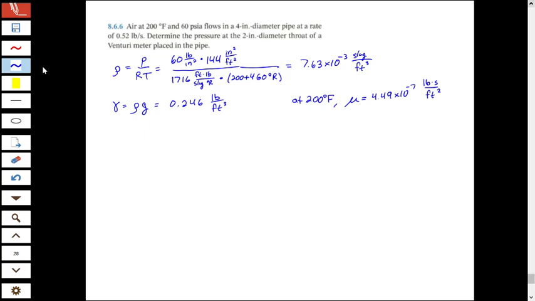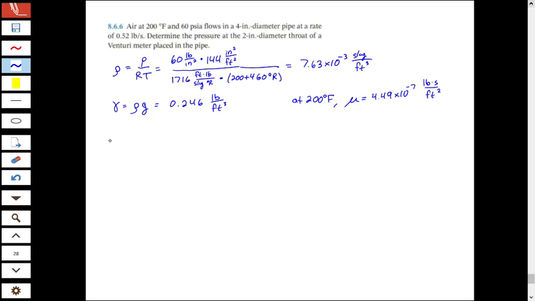All right, so I went ahead and calculated, based on these conditions, the density and the specific weight of the air. And then I also, in a lookup table, found the viscosity. So we got our fluid properties out of the way. So why do we need to do all of this?